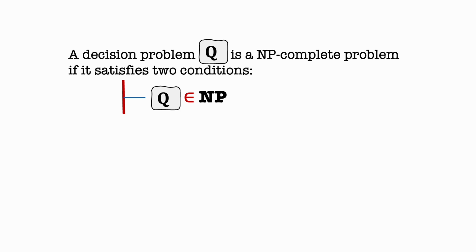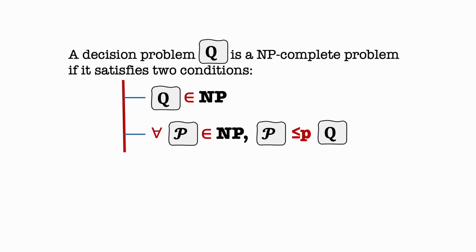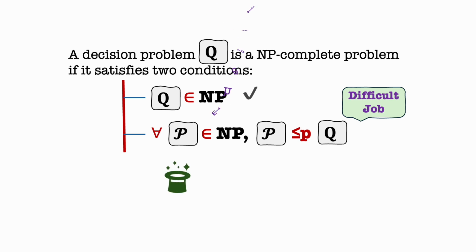A decision problem Q is NP-complete if it satisfies two conditions. First, Q belongs to the class of NP problems. This simply means that Q is a problem whose solution can be verified in polynomial time. Second, all problems in the NP class are polynomial time reducible to Q. In simpler terms, a problem Q is NP-complete if it is in NP and at least as hard as any other problem in NP. The first condition is usually straightforward to prove. We just need to design a verification algorithm that evaluates the proposed solution in polynomial time. However, the second condition is tricky. Demonstrating reducibility from every NP problem to Q can be extremely time consuming and difficult, but there is a trick.